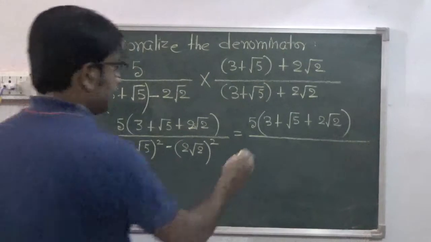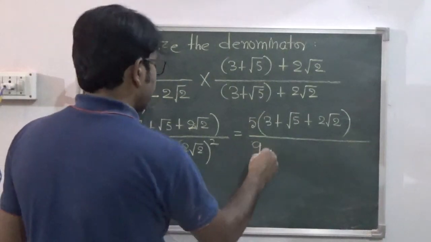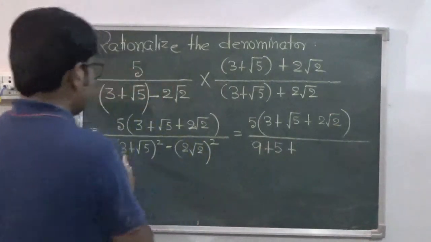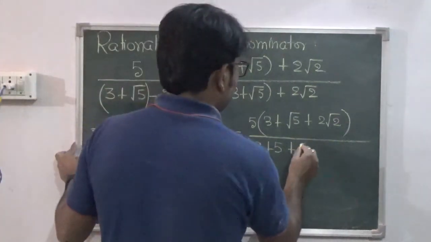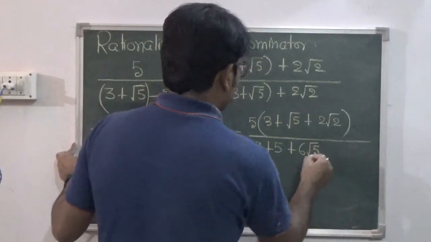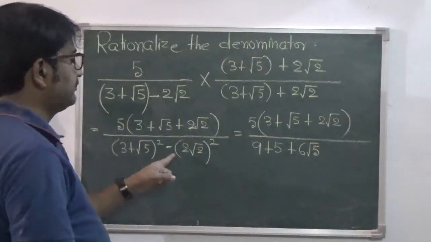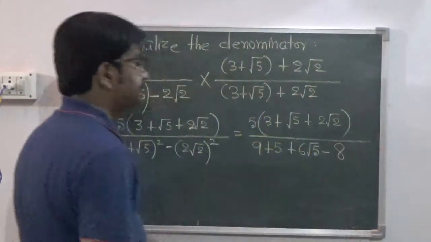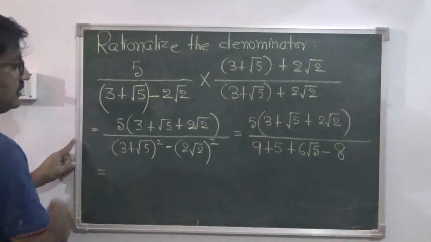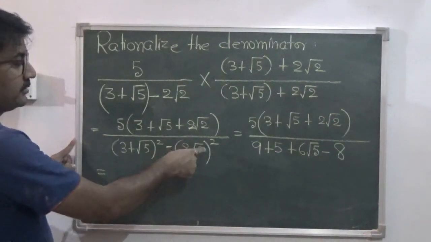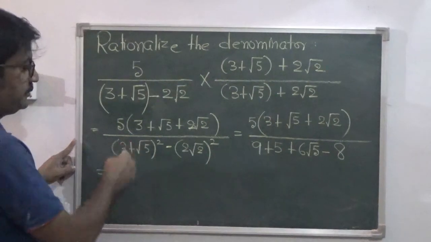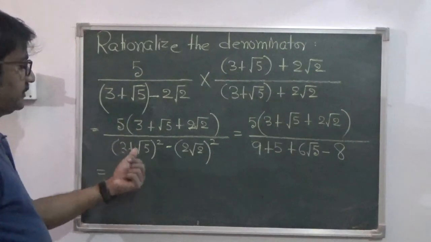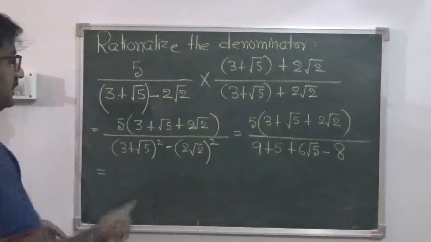The denominator is a plus b whole square minus this value. So a plus b whole square, you can write as 3 square is 9 plus root 5 square is 5 plus 6 root 5, and here it is minus 4 into 2, so minus 8. 2 square is 4 and root 2 square is 2, so 4 into 2 is 8. This is a plus b whole square: a square is 9, b square is 5, and 2ab, so 2 into 3 into root 5 is 6 root 5.